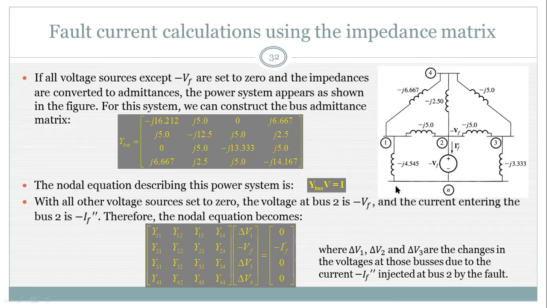Now, whenever a short circuit occurs, the current flows only through the short circuit path. Other branch currents should be 0. So that's why bus 1, bus 3 and bus 4 currents are 0. Only the bus 2 current, that is the short circuit current minus IF double prime, exists here.